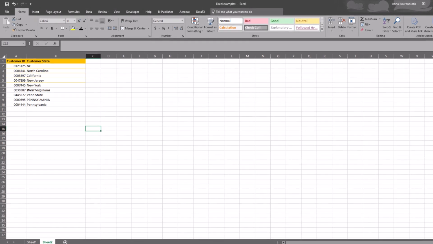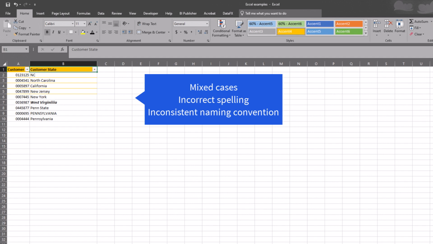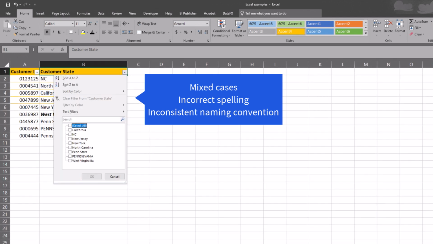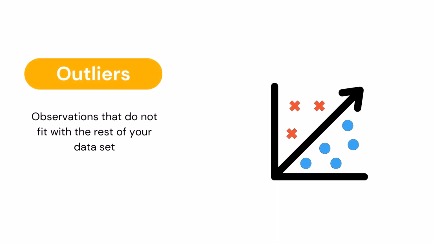You may need to fix some structural errors as well, such as typos and incoherent naming conventions. Any other structural errors that you can think of? You may have data that don't jive with the rest of your observations. These are typically known as outliers. Outliers are one-off observations that don't fit with the rest of your data set.